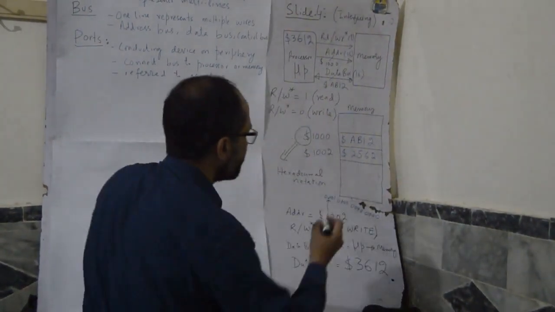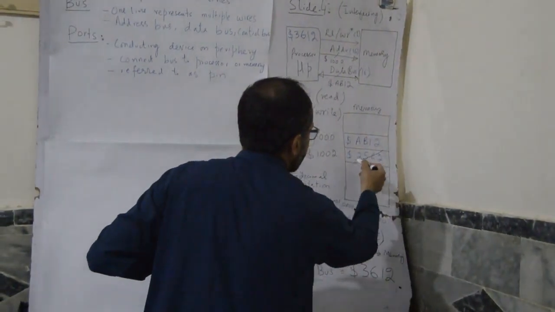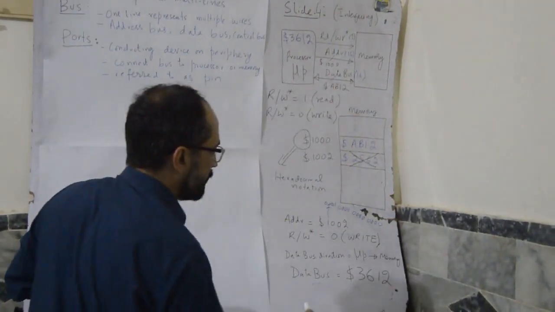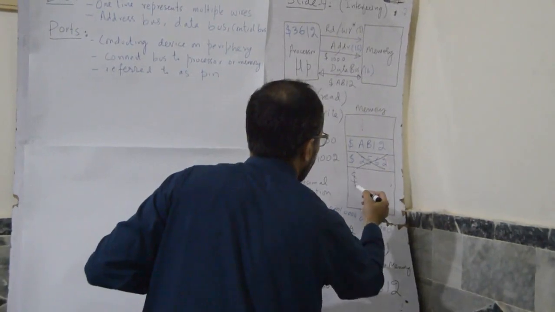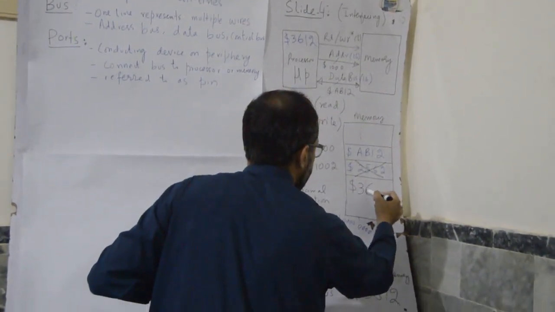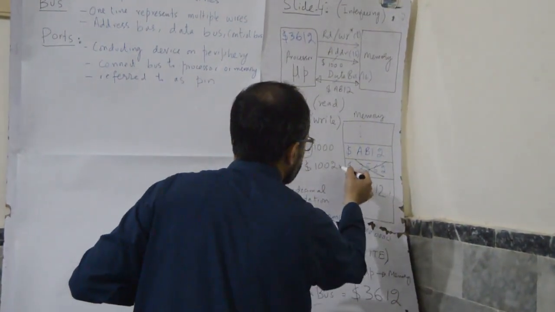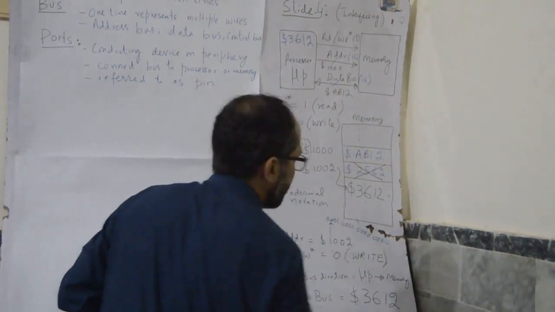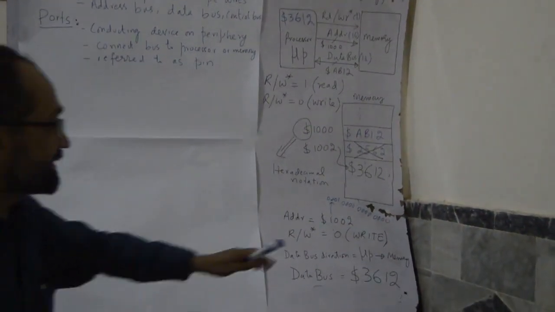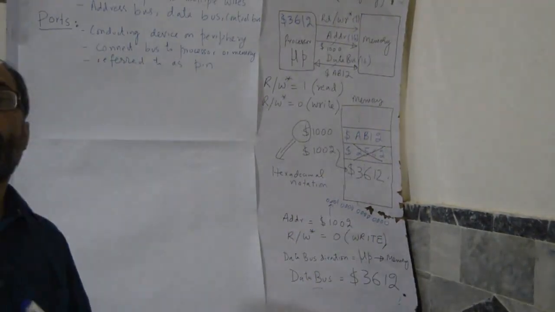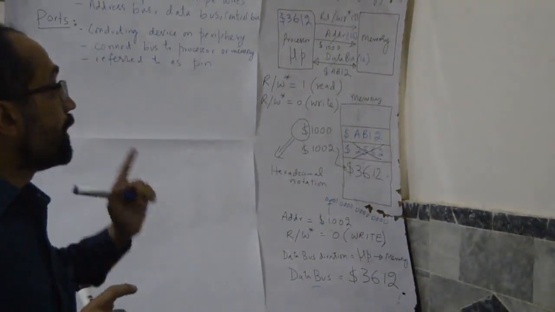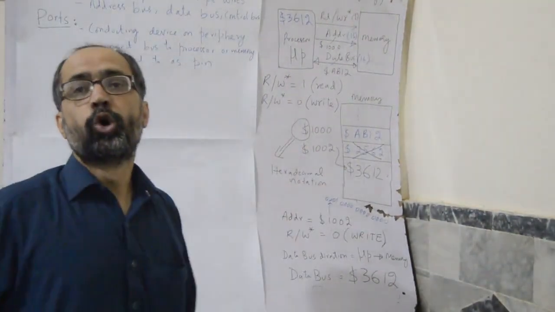These are the old contents of the data. These old contents will be overwritten with the new value, and the new value is now $3612. So this address will be overwritten, and since it's a write operation, the old contents of memory will be overwritten by the new contents.